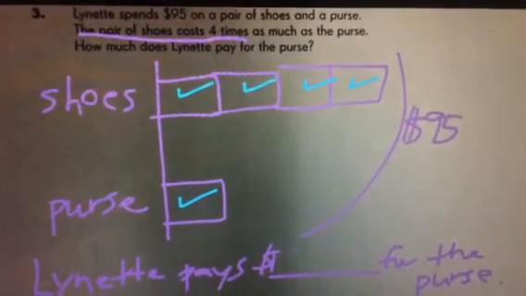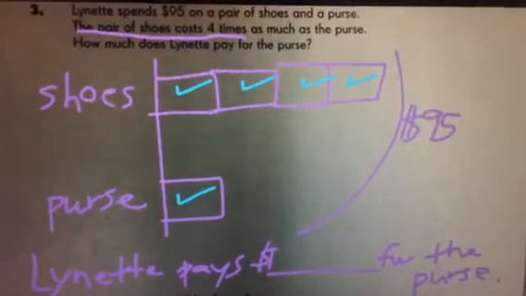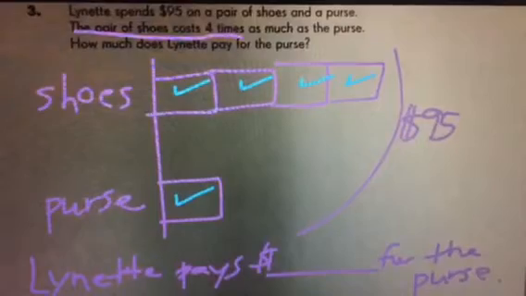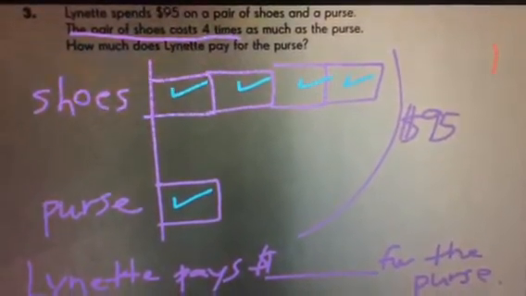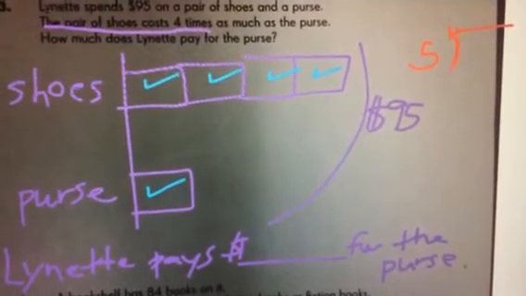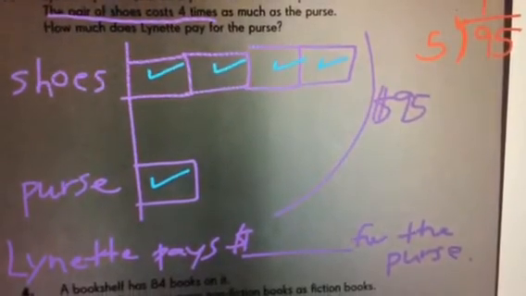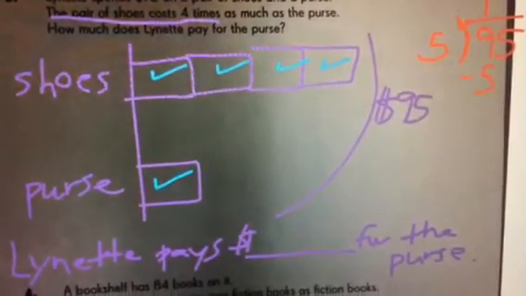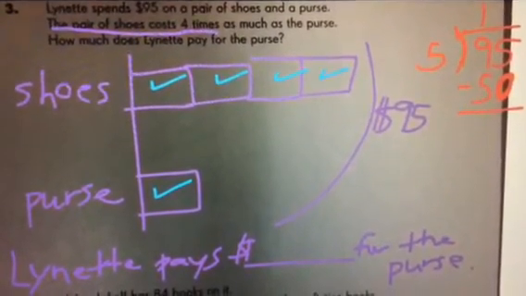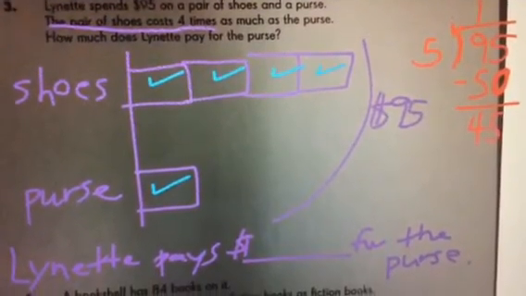Again in class, some of you only counted 4. Please remember that you need to count the whole thing because both the shoes and the purse cost $95. So let's go off to the side. It's 5 units, right? So it's 95 divided by 5. 5 times 1 is 5. So you can either do 50 or you can say you're going to bring down the other 5. 95 minus 50 is 45.